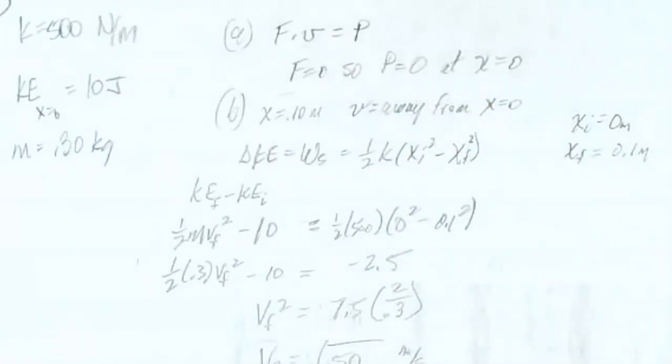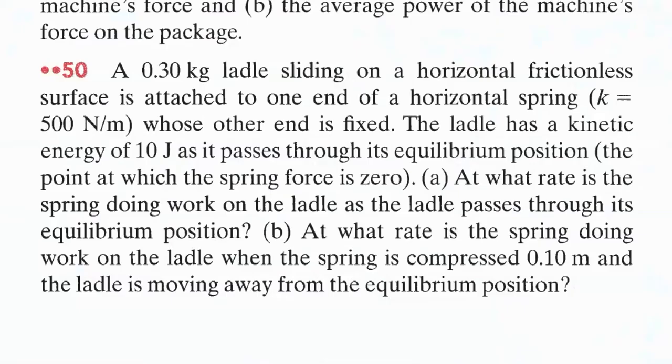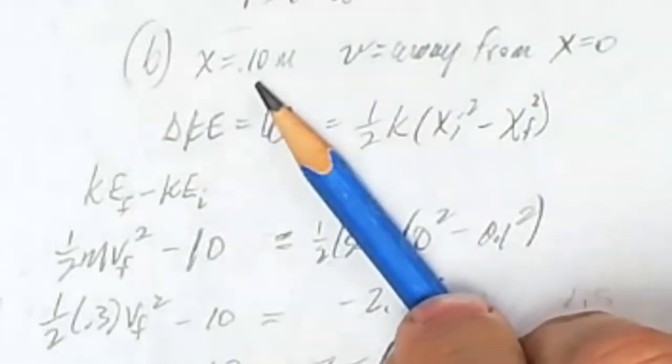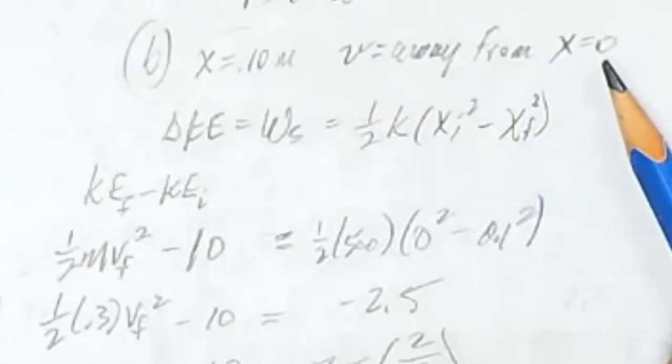Now the next question, we actually have to do some calculations. At what rate is the spring doing work on the ladle when the spring is compressed 10 centimeters and the ladle is moving away from the equilibrium position? Here's our position, x equals 10 centimeters, and the velocity is away from x equals 0.